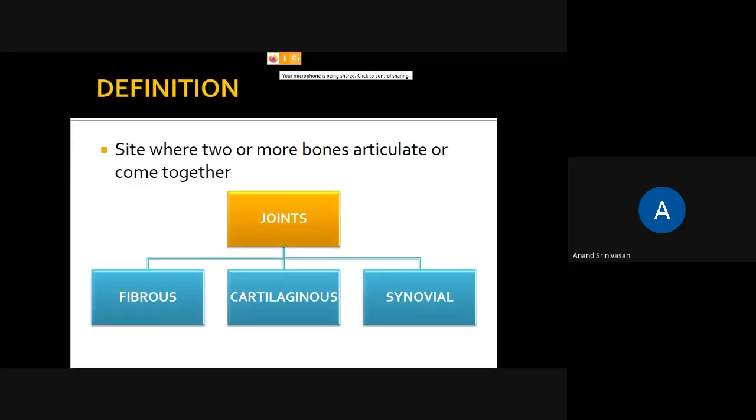A joint is nothing but where two or more bones come together. The joints can be classified into three types: fibrous joint, cartilaginous joint, and synovial joint. Now we will see each one of these joints in detail with examples.